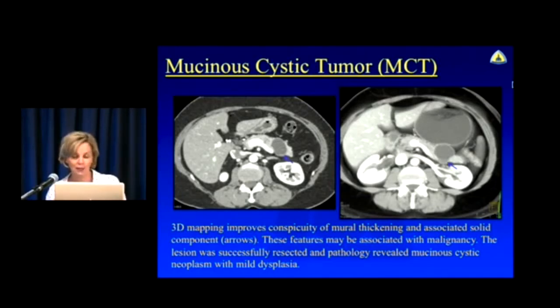We're worried about it anyway because it doesn't look like a classic serous cystadenoma. It's not involving the duct. We're not thinking it's an IPMN, so you're kind of stuck. You're in that category of it being a mucinous neoplasm, and that's what it was at pathology, and this one had mild dysplasia.